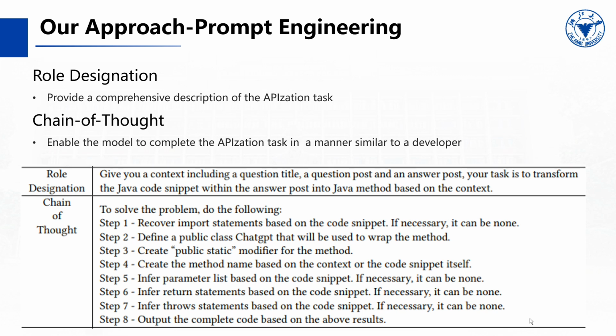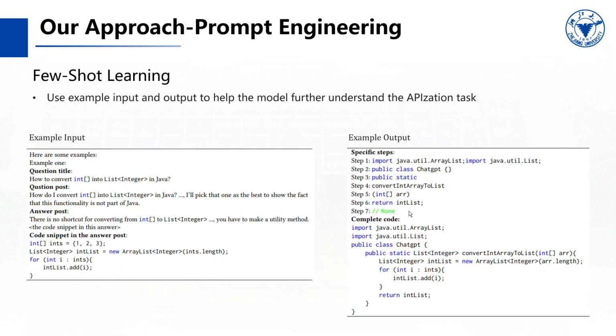Below, I explain some method details. The role designation part is to provide a comprehensive description of the APIization task. The purpose of the chain of thought is to enable the model to complete the APIization task in a way similar to developers, and the figure below shows their specific examples. The chain of thought involves recovering import statements, creating method names, input parameters, return statements, throw statements, and other core logic, exactly the same as the developer's thought process. Next is few-shot learning, which uses example input and output to further help the model understand the APIization task. The figure below shows a specific example, where the results of the corresponding steps will be output step by step.